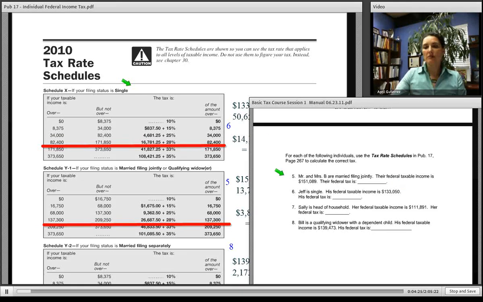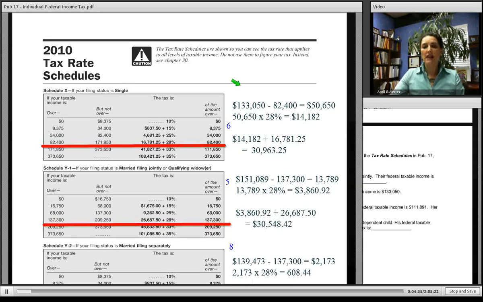Reading the problems in the manual, number 5 says, Mr. and Mrs. B are filing jointly. Their federal taxable income is $151,089. What is their federal tax? The starting point is to take that $151,089 and go to the table and see where they fall with that amount of taxable income. They are falling between $137,300 and $209,250. So the instructions say to take their income of $151,000 and subtract out $137,300.